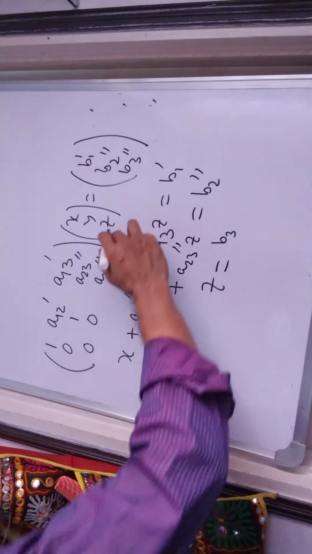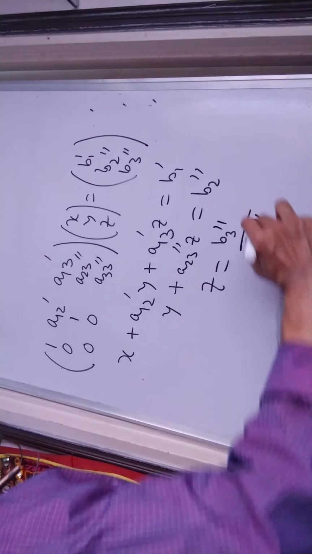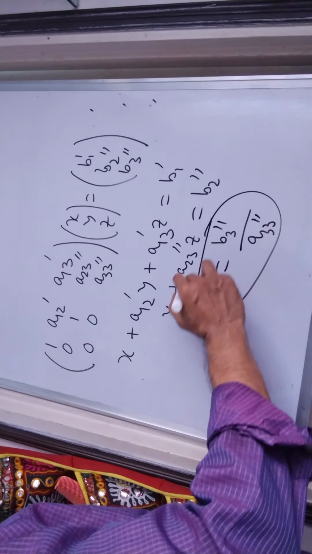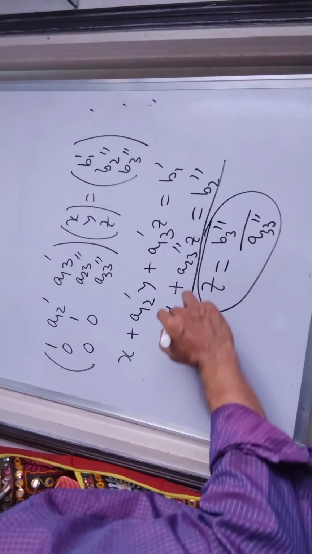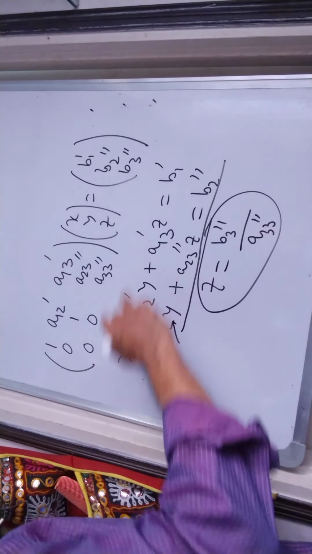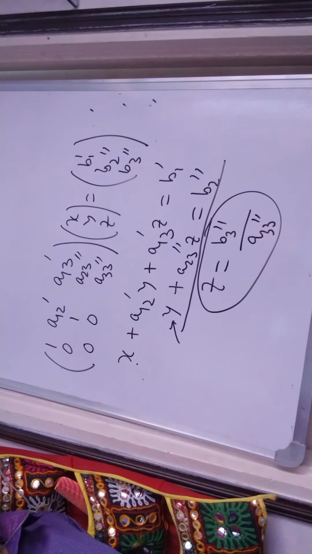So we have z as nothing but B3 double prime by A33 double prime, and whenever we get this value we plug it in the second equation to get y, and whenever we have y we plug it here and z here to get x. So that is precisely the method of Gaussian elimination by pointing out the pivotal element. Okay.